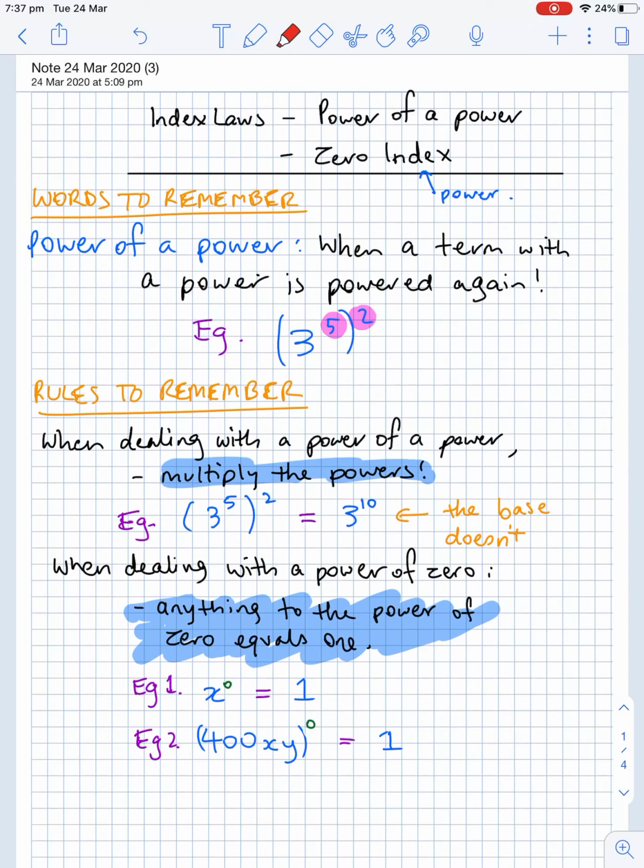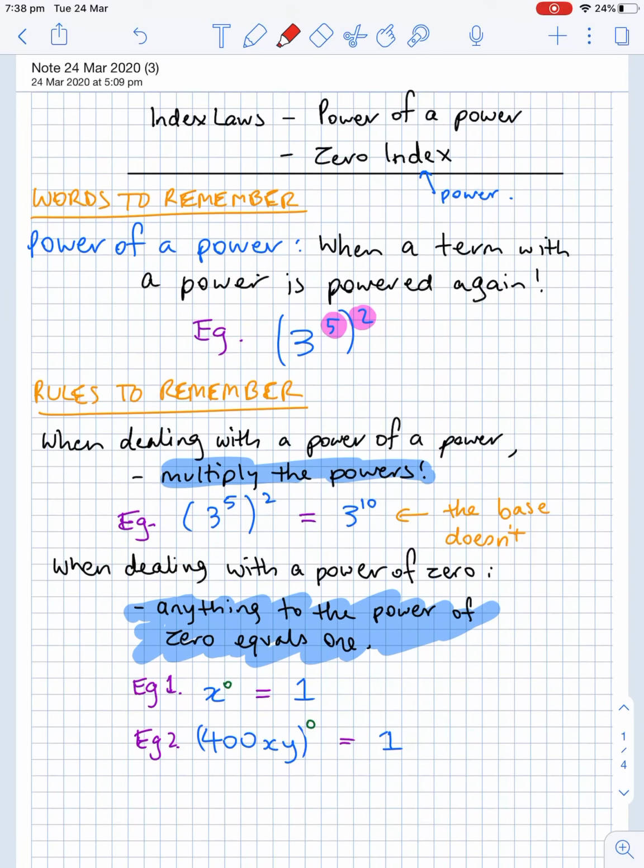Okay, so a few rules to remember. When you're dealing with this power of a power, you need to multiply these powers together. So that's a bit of the rule of thumb. See here, we've got our base of 3. Notice the base does not change. It stays a 3. But your 5 and your 2 will multiply to give you a power of 10.